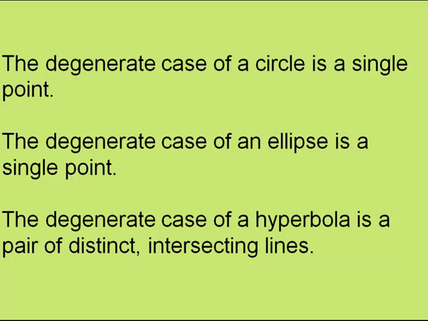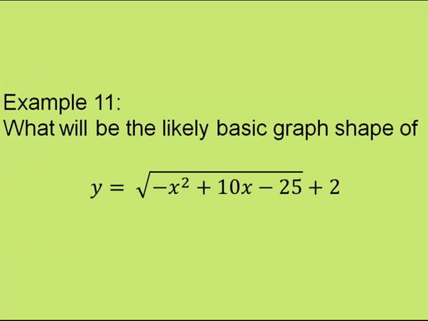And remember, the degenerate case of the circle is a single point. The degenerate case of an ellipse is also a single point. The degenerate case of a hyperbola is a pair of distinct intersecting lines. So when these radical functions come along, they basically crop half of one of these 3 situations, and that leads to that other conclusion.